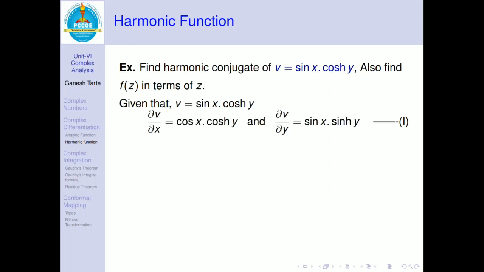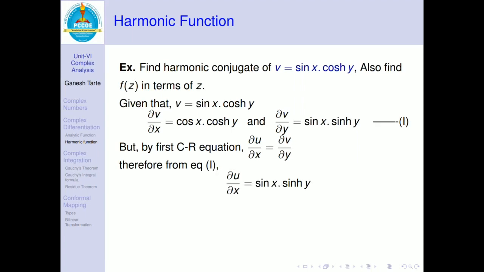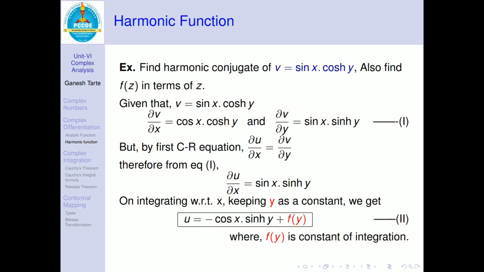Now to convert that v in terms of u, we apply the first CR equation again. According to the first CR equation, u with respect to x is equal to v with respect to y, and therefore from equation 1, u with respect to x becomes sin x into sin hyperbolic y. On integrating with respect to x, obviously keeping y constant, we get u is equal to minus cos x sin hyperbolic y plus f of y, and again f of y is the constant of integration.